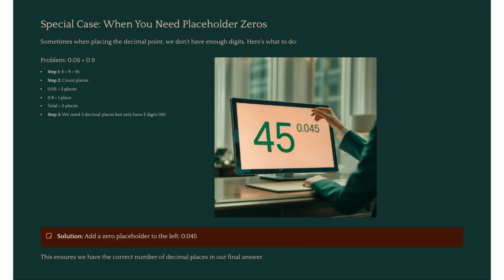Sometimes, when multiplying, your product won't have enough digits to move the decimal point the correct number of places, as in example 4. 0.05 times 0.9. 5 times 9 is 45. Now count the places. 0.05 has 2 places and 0.9 has 1 place. We need 3 total places. Since 45 only has 2 digits, we must add a 0 to the left of the 4 to make the total of 3 places. The product is 0.045.